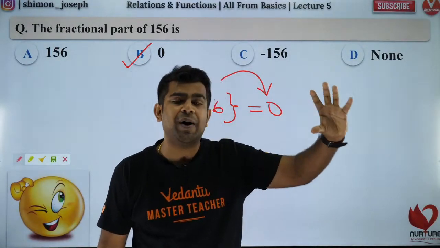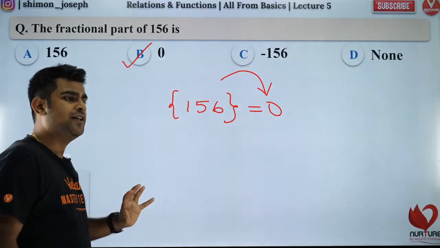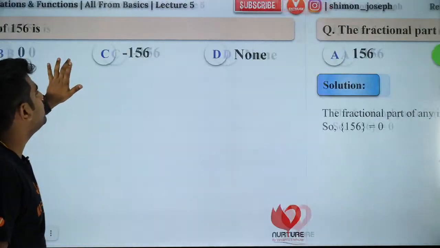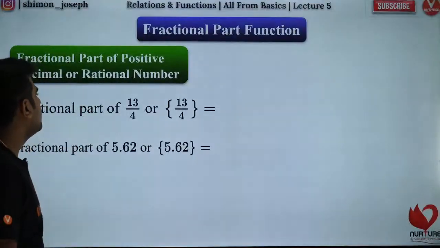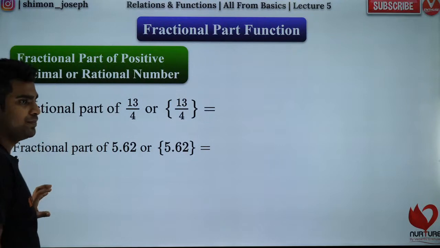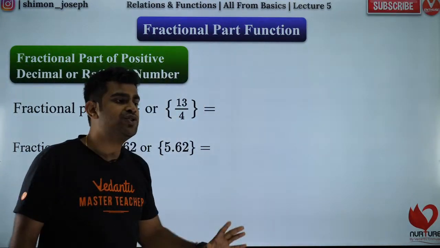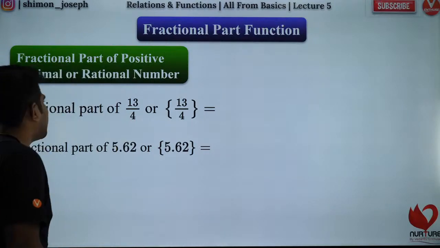Whenever you have the fractional part of an integer, the answer is 0. As simple as that. Okay, so with that, let's keep moving forward. Now, what is the fractional part of a positive decimal? A positive real number with decimals. So it is just the decimal part, as simple as that.